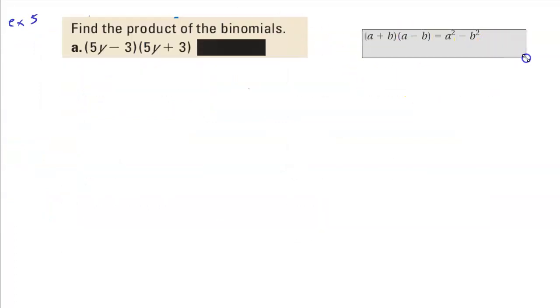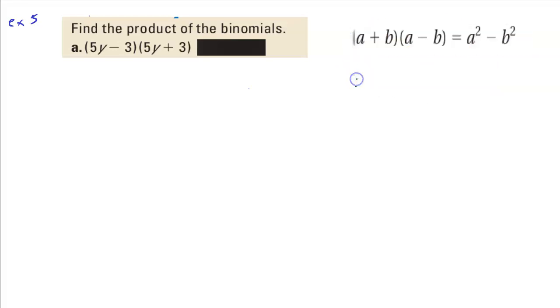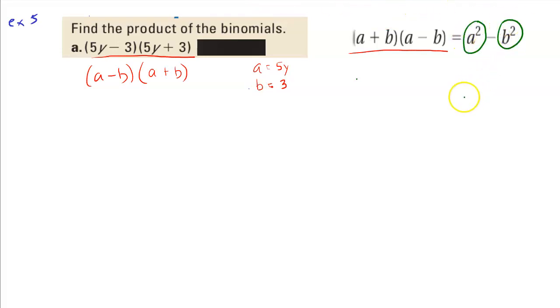So here's the pattern. And what I want to try to do is just map these up. So you can see this pattern is very similar to what I have. I have a plus b and a minus b, and I'm seeing the same thing here. This is like my a plus b, and this is like my a minus b. So in this problem, my a value is similar to 5y, and my b value is similar to 3. Well, we know the answer to this is going to be a squared minus b squared.